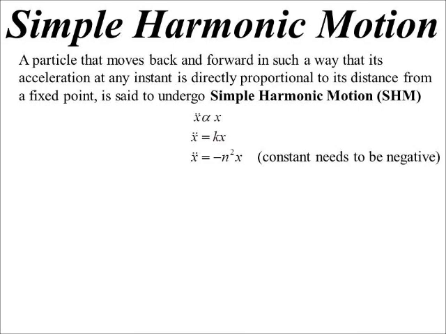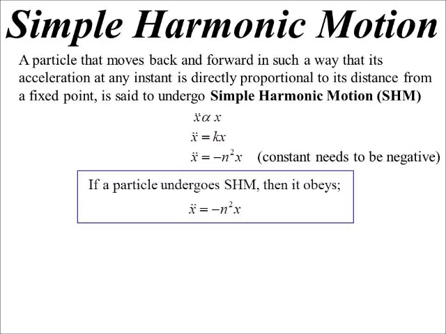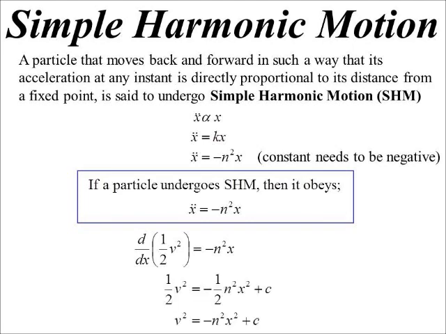Okay, so there's the basic rule of simple harmonic motion. If they tell me something's moving in simple harmonic motion, then I know it satisfies this: the acceleration is equal to some negative constant times its displacement. All right, let's work with that. Acceleration is in terms of displacement, so I'll go d/dx of a half v squared, and I'll come up with a velocity equation. Integrate both sides.